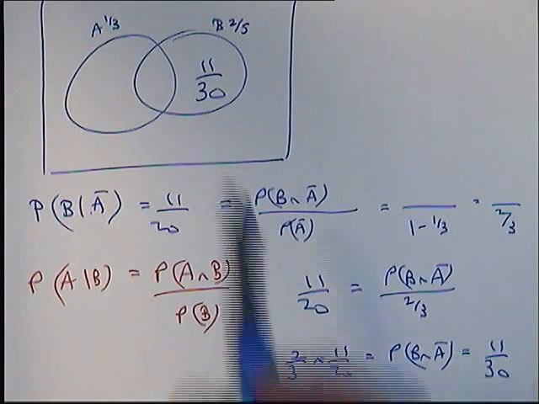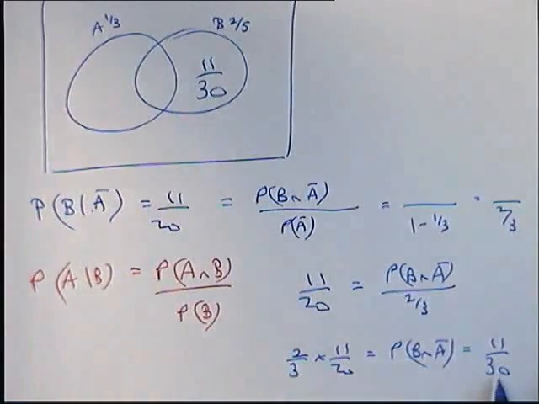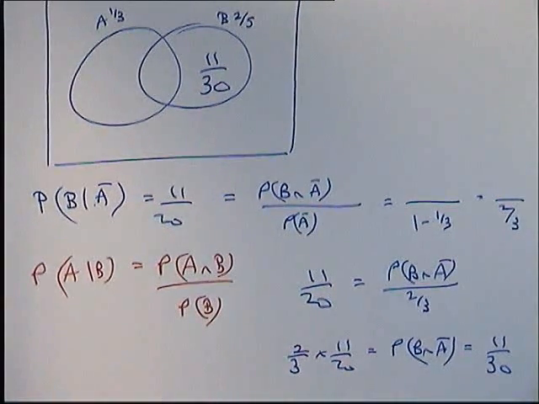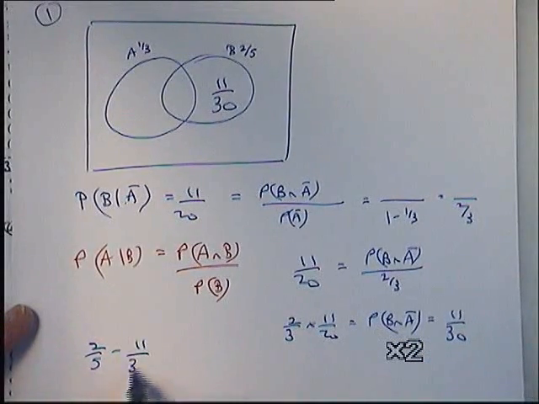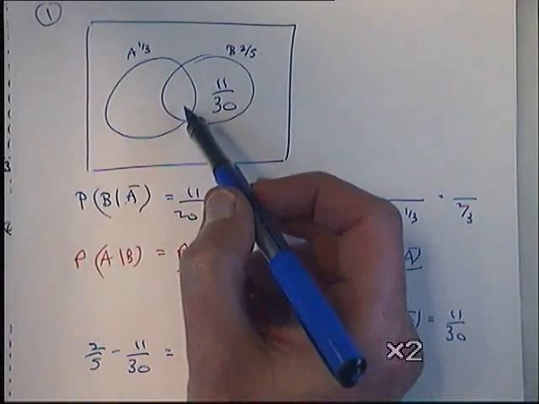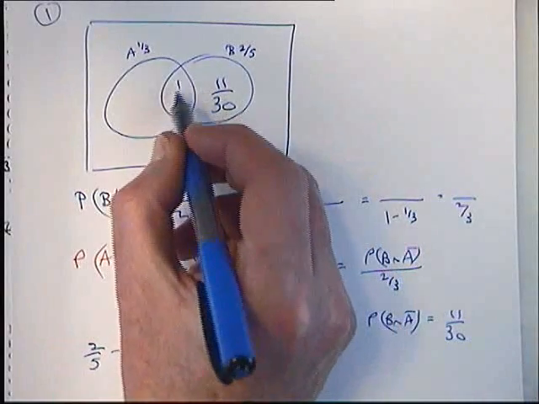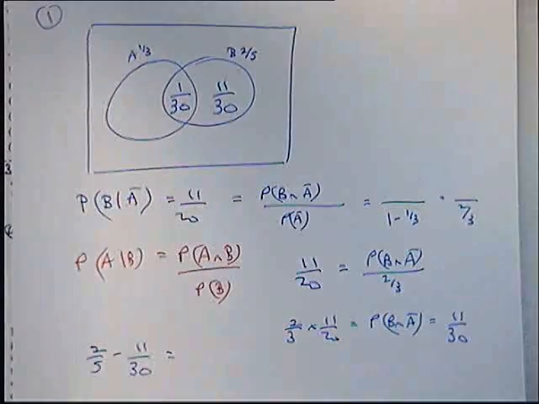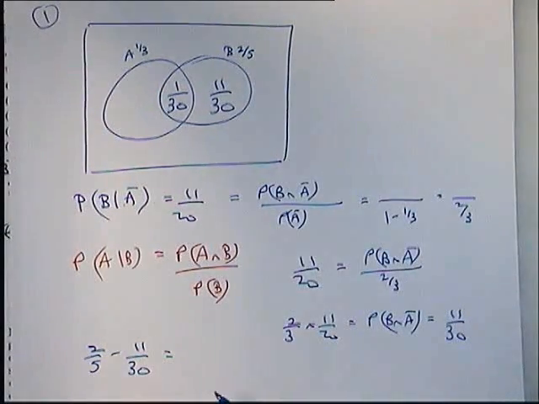Because you know that B is 2/5, if you take 11 over 30 away from 2/5, you will get what this bit here is, because altogether there's 2/5 in here. That works out to be 11 over 30. So you've got 12 over 30 there. That cancels down to be 2/5.